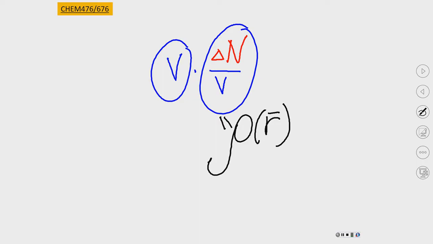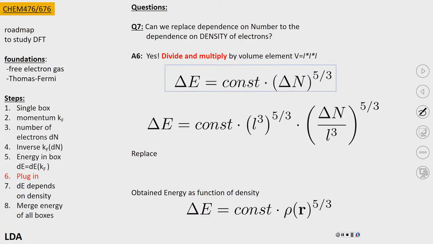We need to go from number of electrons to the density, right? So we can divide and multiply by volume. And volume is size of the box to the power 3, right? Box size cube. We will practice it in a second. Yes, it is here.